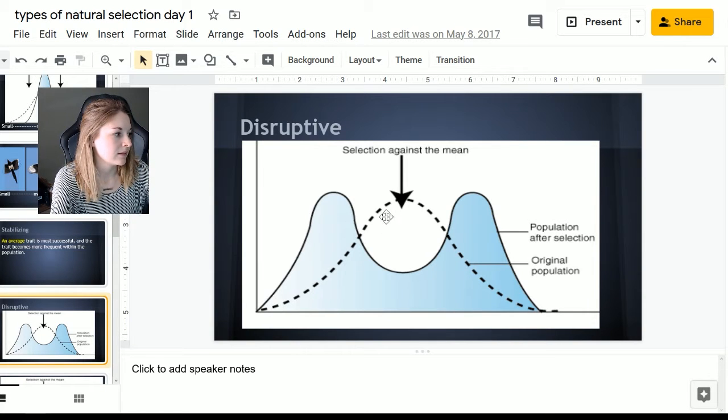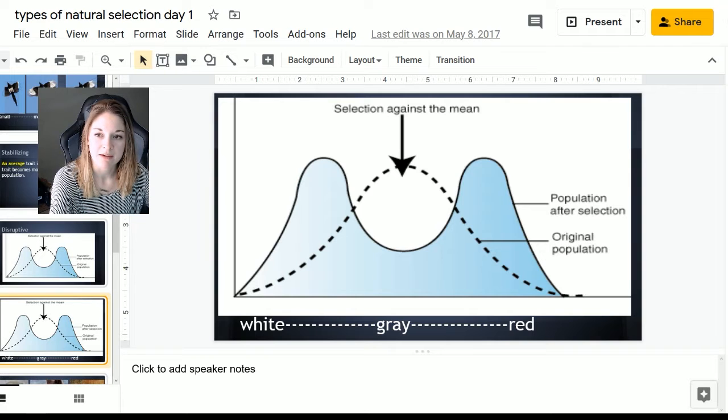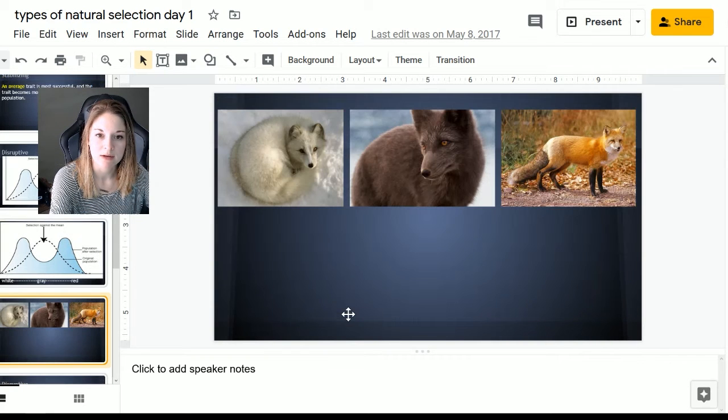And so again, this is our original population, and in a disruptive, it's not good to be average, and it's not good to be one extreme, it's good to be either extreme. So it's good to be either really short or really tall. But if you were average, you were not successful. And so what this could look like, I have colors here. So I have white, gray, and red, and I'm showing the fox.